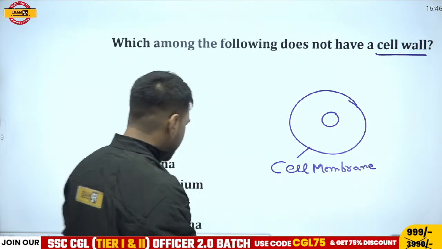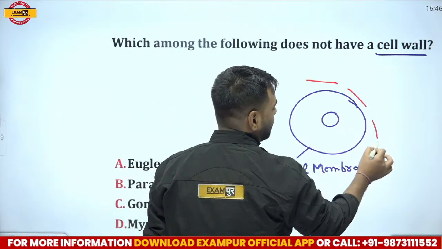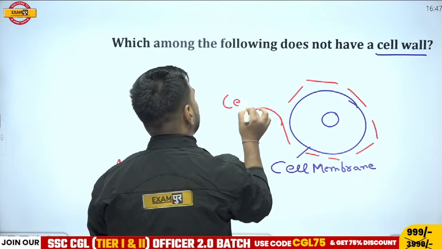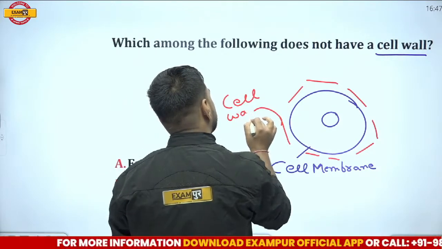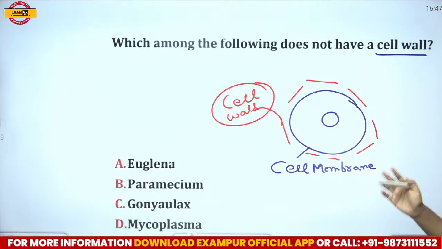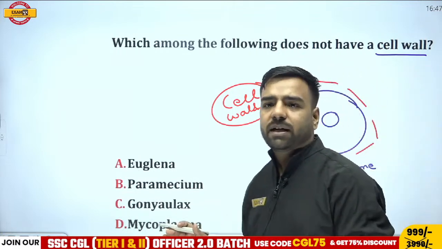But if I talk about plants, we have one more layer over here, and this additional layer is known as the cell wall. So if someone asks you which of the following does not have a cell wall, this means it must not be a plant, right?